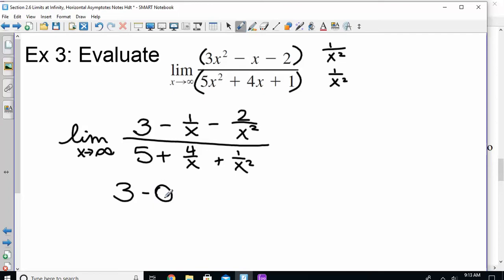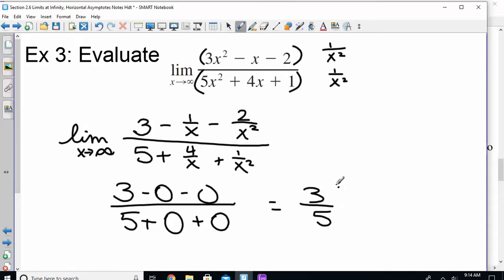What about 2 over x squared? Still going to go to 0. If you have a number over infinity, it's turning into a 0. Okay, 5 is a constant, so it's just going to stay at 5. 4 divided by infinity is going to 0. 1 over infinity squared is going to 0. So what's this whole thing turn into? 3/5. That is my limit. That is the horizontal asymptote.